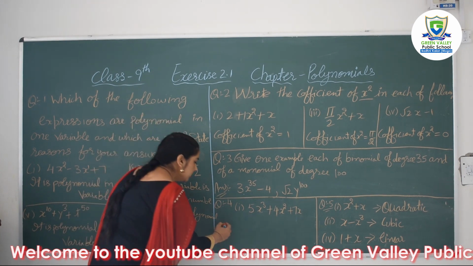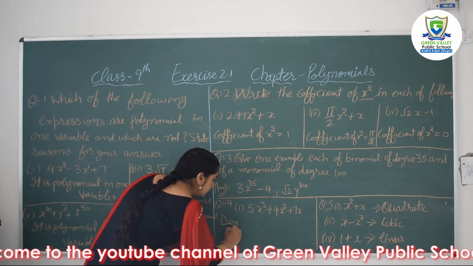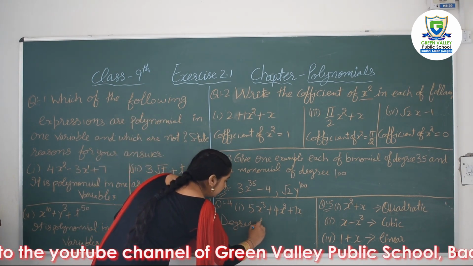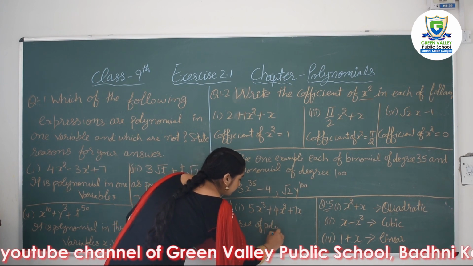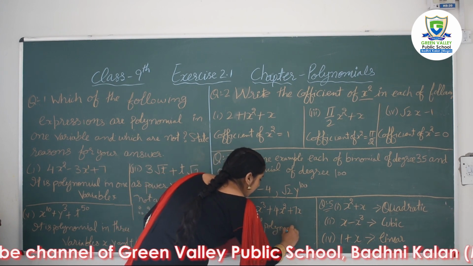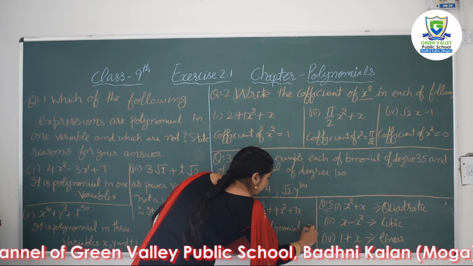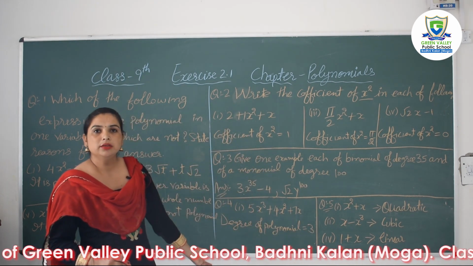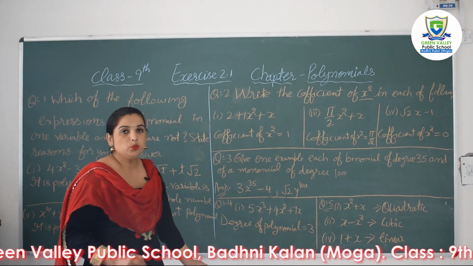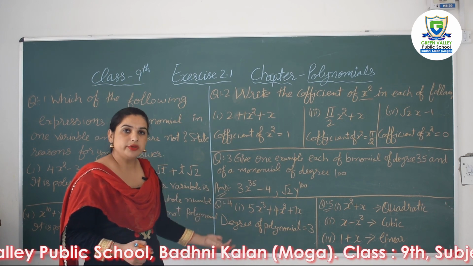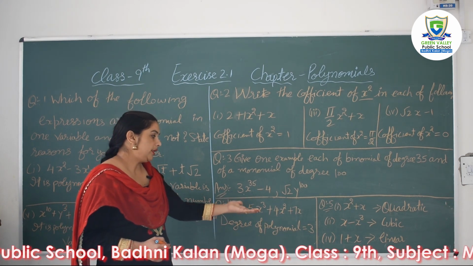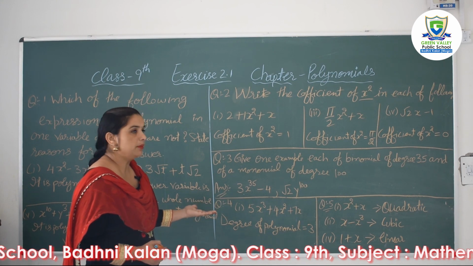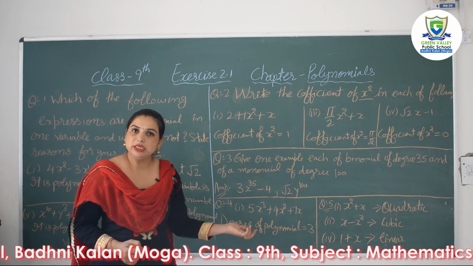So we'll write the degree of polynomial is equal to 3. This will be our answer. In the same way, you have to do other parts. It's very easy. With the highest power of the variable, you can find your degree.